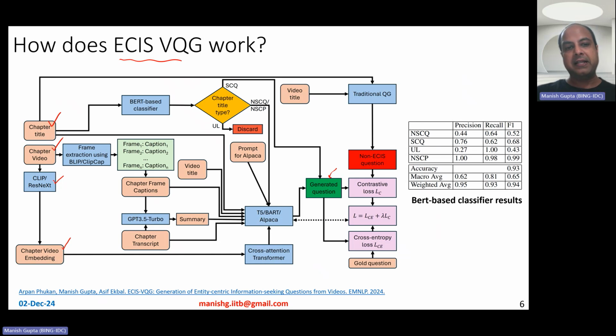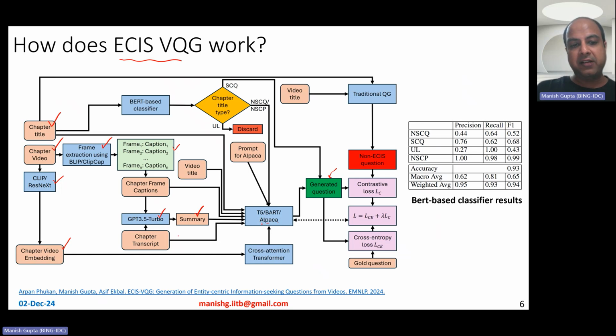Similarly, as I mentioned on the previous slide, we pass it through BLIP or CLIP or CLAP so as to get these frame captions for different frames. And that gives us captions. We, of course, pass it through GPT 3.5 Turbo, as I mentioned on the previous slide, so as to get a good summary. We also pass the frame captions by themselves in case we are using Alpaca, which is a prompt engineering kind of model. But in the case of T5 and BART, we just pass the summary because T5 and BART really cannot process very long input sequences.